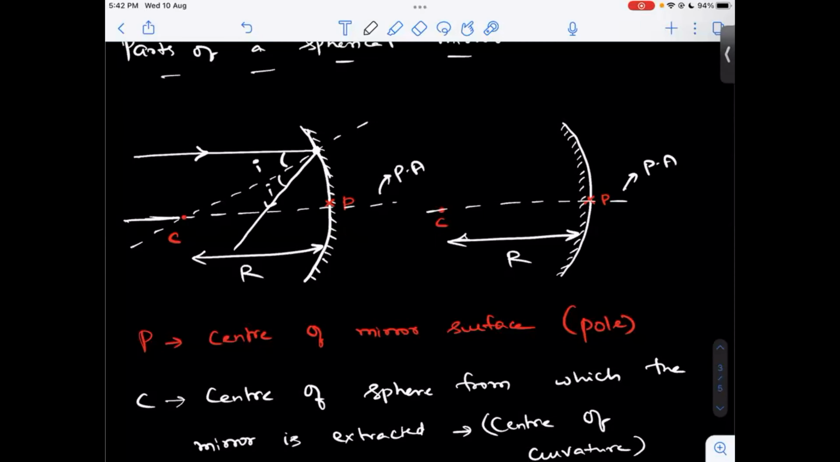Similarly, if you consider another ray through the center of curvature, along the principal axis, how will it get reflected? It will retrace its path because the angle of incidence is again 0. Now these two rays meet at a point on the principal axis, and that point is what is called F.